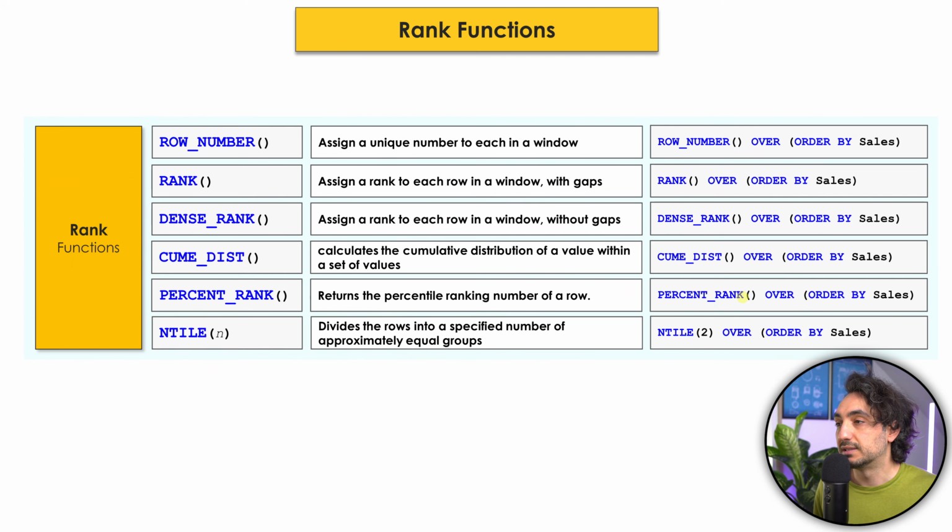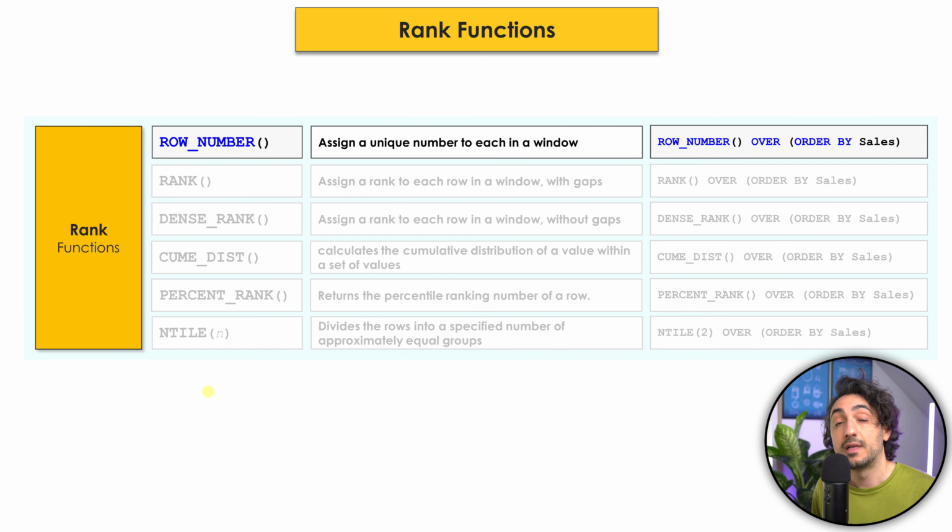So now what we're going to do as usual, we're going to deep dive into all of those functions in order to understand when to use them and what the use cases are, and as well practice in SQL. So we're going to start with the first one, the row number.